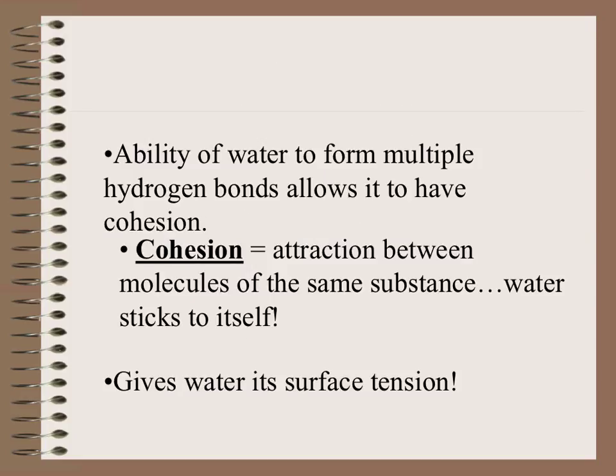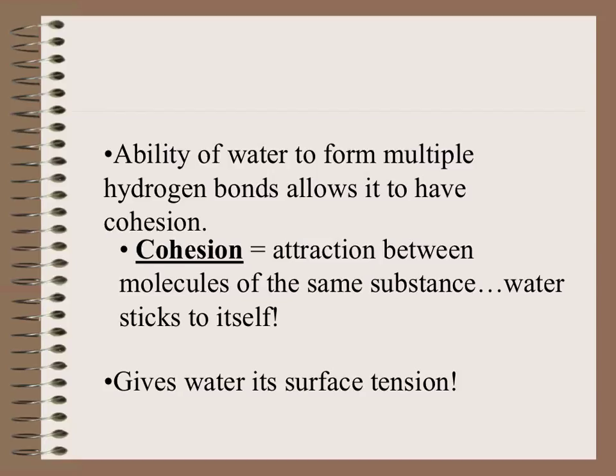Now, because water can form multiple hydrogen bonds, it has a very special property called cohesion. Cohesion means when 2 of the same substances are able to stick together. So water can stick to water. So it has to be 2 of the same substances sticking together, and that's called cohesion. Because the water sticks to itself, it has another property called surface tension.